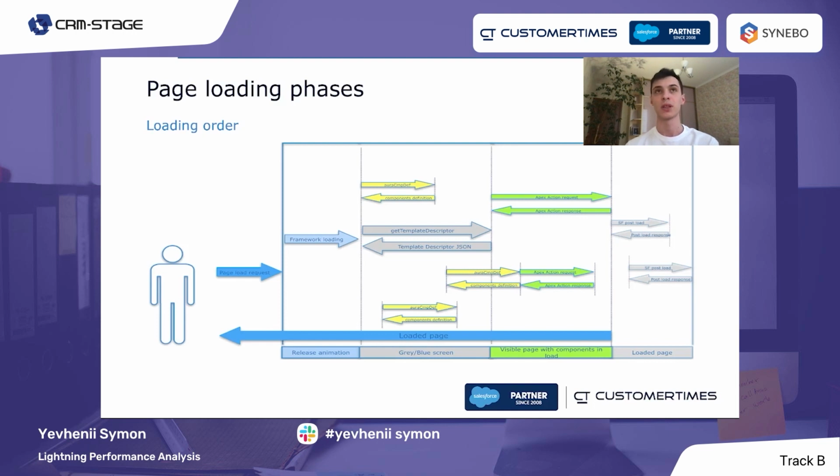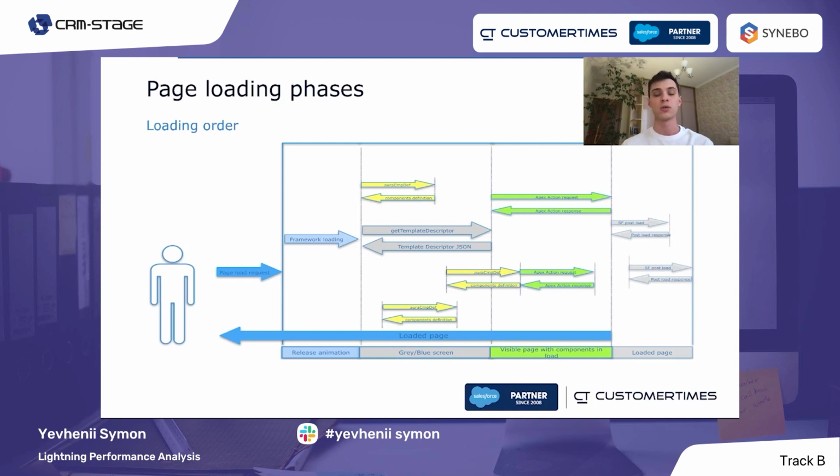A few words more about getTemplateDescriptor. Based on our tests, we can assume that the frequency and duration of this request depends on the size of the descriptor, basically the size of the response. As a result, it depends on the amount of content on our page and the structure of this content. So the more complicated page you have, the longer and the more frequent this request will be, and the longer the user will see the gray or blue screen.